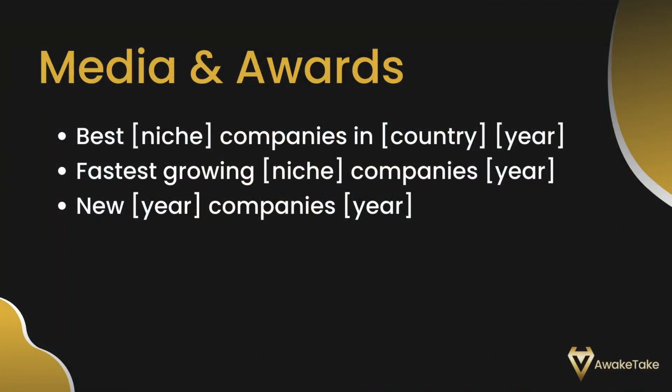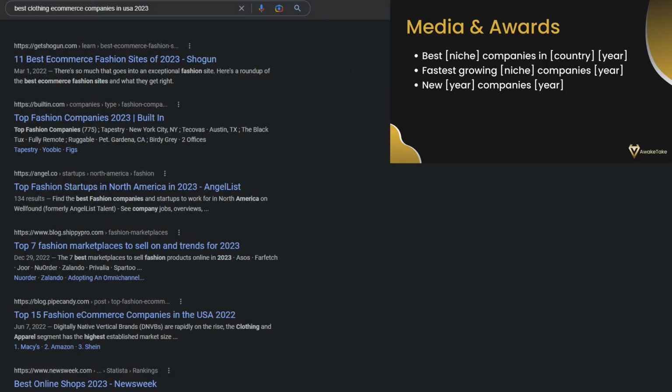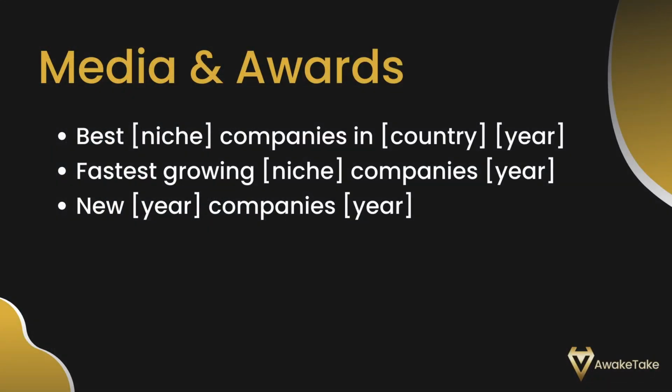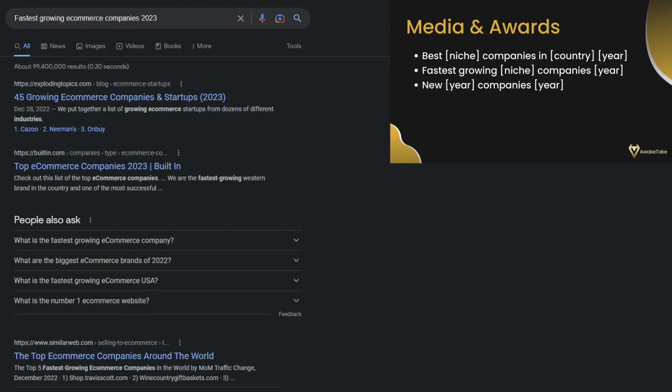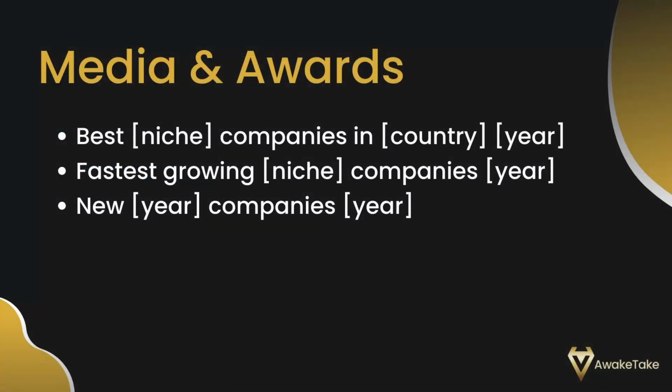A good way to find leads but also to get some information for outreach is to look for media coverage or businesses who earned any type of awards. For example, you can search on Google for best followed by the niche and then companies in UK, US, Europe, or a specific country or even a city, and then followed by the current year, which is 2023. You can also type in the fastest growing followed by the niche, then companies in 2023, or even new followed by the niche and then companies 2023.